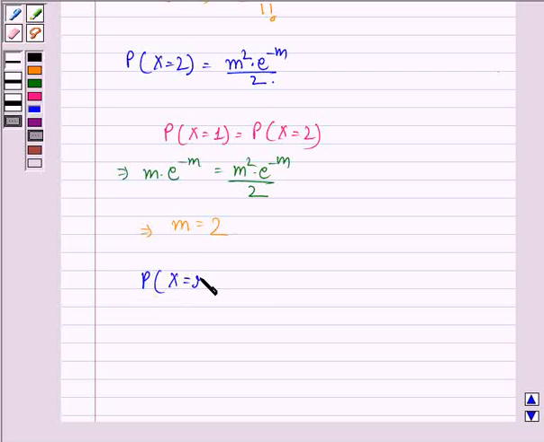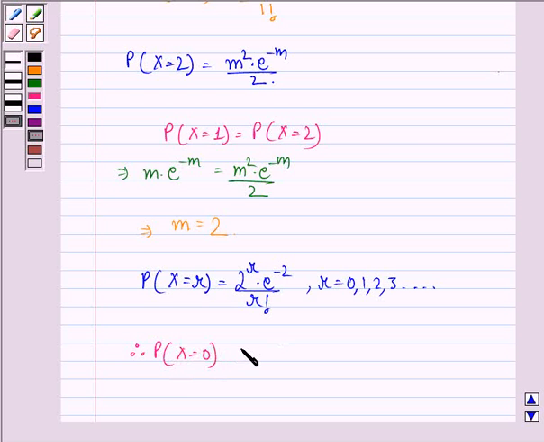Now, putting the value of m, that is m equals 2, in equation 1, we get probability at x equals r is equal to 2 raised to power r into e raised to power minus 2 divided by r factorial. R goes from 0, 1, 2, 3 and so on. Therefore, probability at x equals 0 will be equal to 2 raised to power 0 into e raised to power minus 2 divided by 0 factorial, that is equal to 1 multiplied by 0.13534, because this is the value of e raised to power minus 2. 2 raised to power 0 will be 1, because anything raised to power 0 is 1. 0 factorial is 1, so this is what we get.